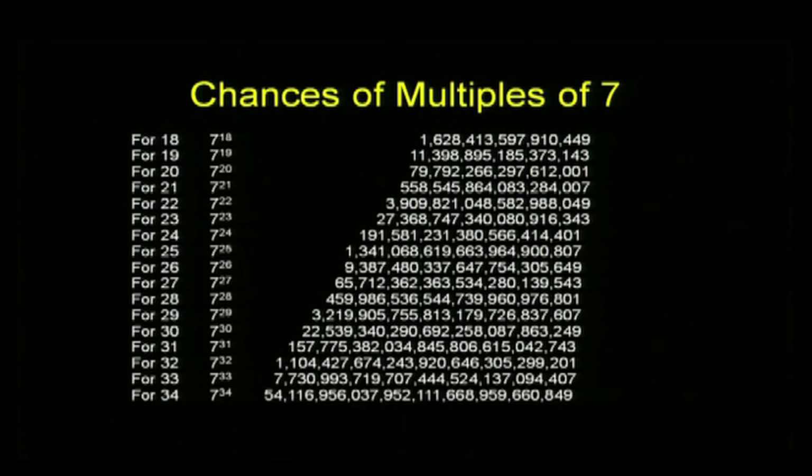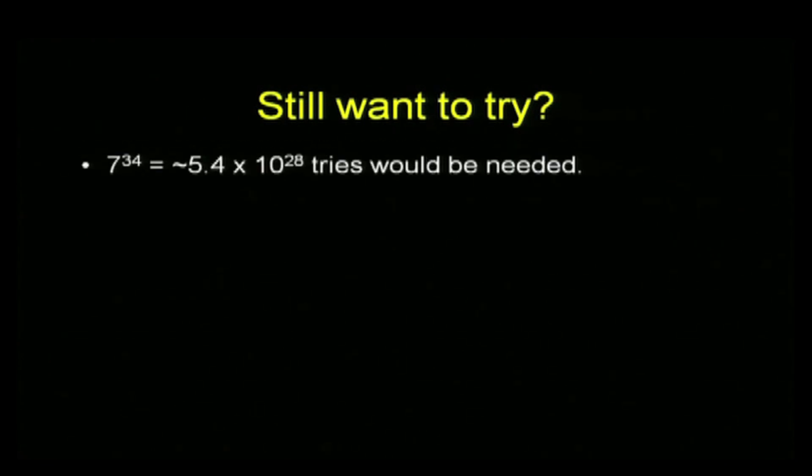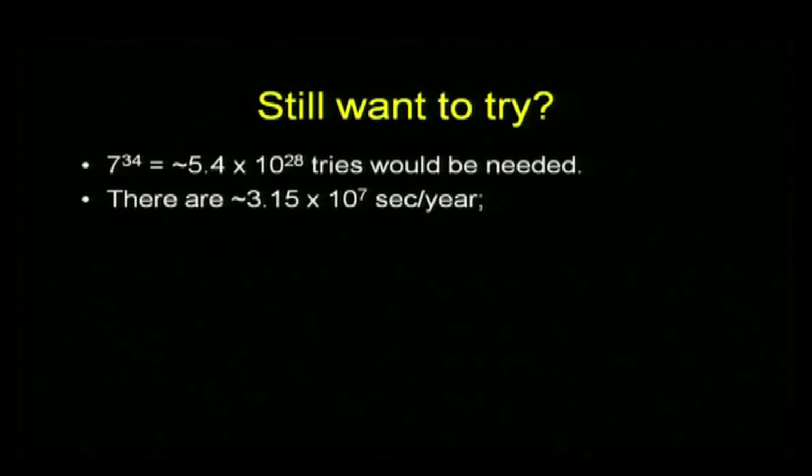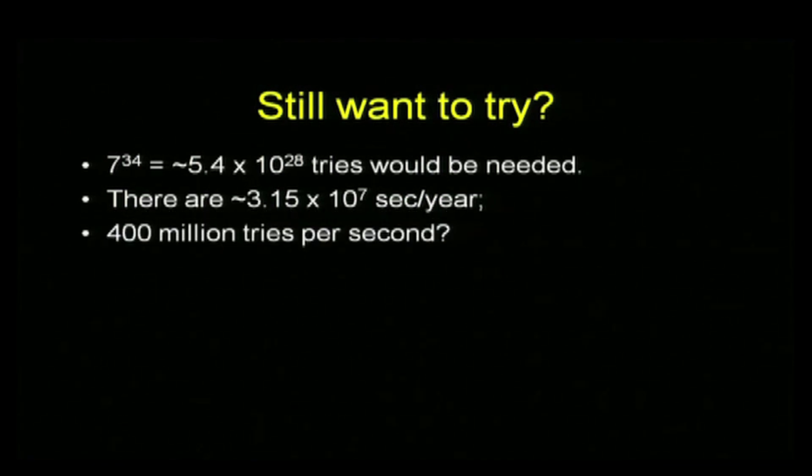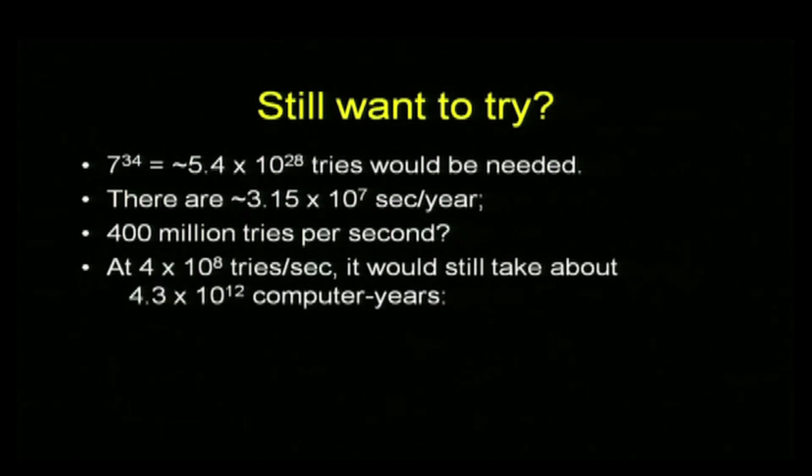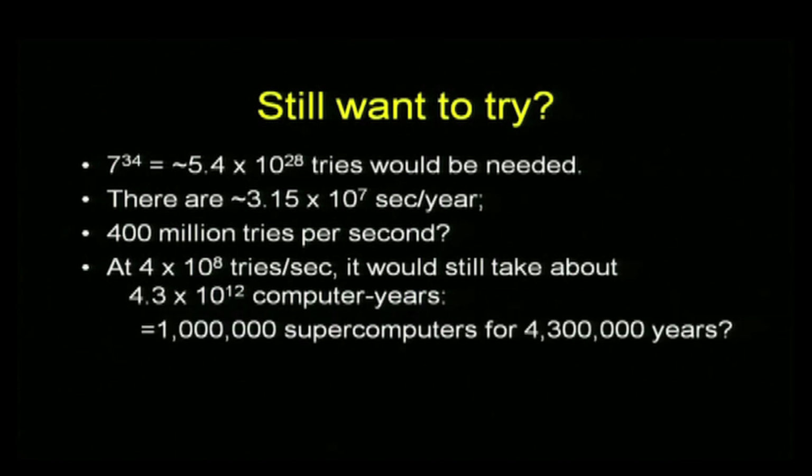Okay? And so, if you still want to try doing this mechanically, that means 7 to the 34th power, that's 5 times 10 to the 25th tries would be needed, and there are 3 times 10 to the 7th seconds per year. Let's assume you had a supercomputer that would do 400 million of these per second. How long would it have to work? It still would have to work over 4 times 10 to the 12th computer years. In other words, if I had 1 million of these supercomputers, it still would take over 4 million years.